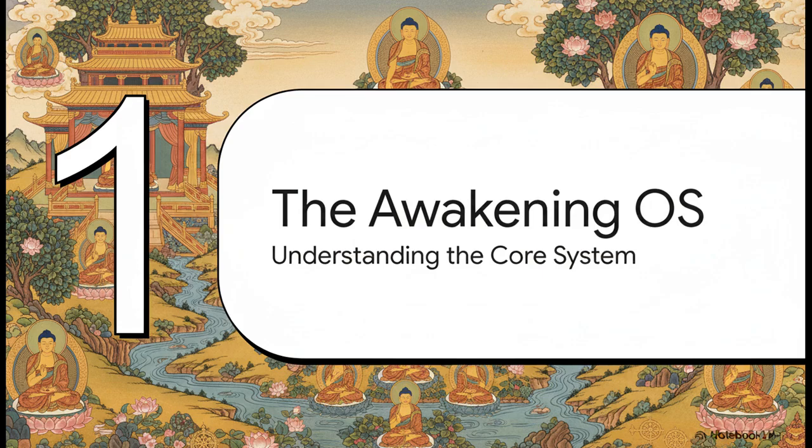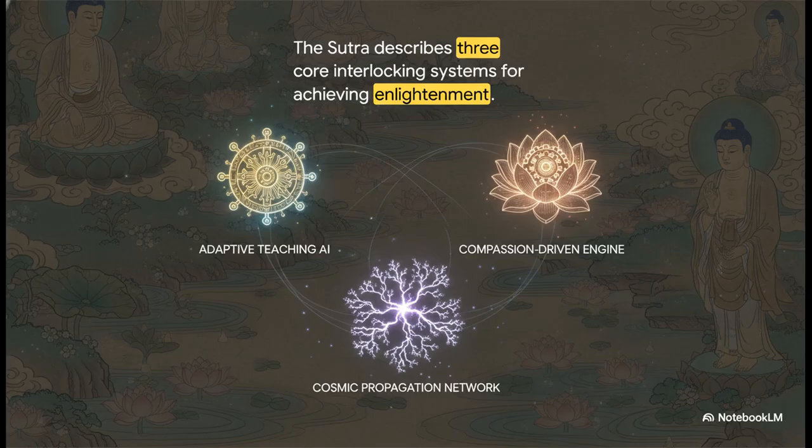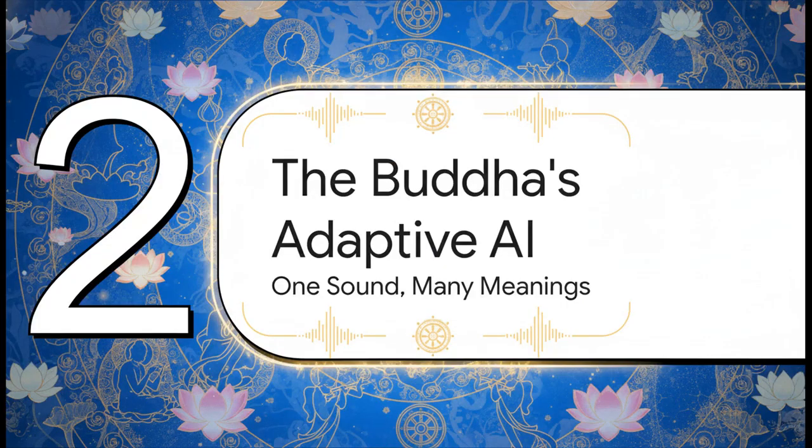Let's just zoom out and get a bird's-eye view of how this entire system is put together. So, according to the text, it's not just one thing. It's actually 3 core systems that are all locked together. You've got this adaptive teaching AI that tailors wisdom for you. Then there's a compassion-driven engine that acts as the power source. And finally, this incredible cosmic network that makes sure the wisdom just keeps spreading forever. So let's break down that first piece, the Buddha's adaptive AI.